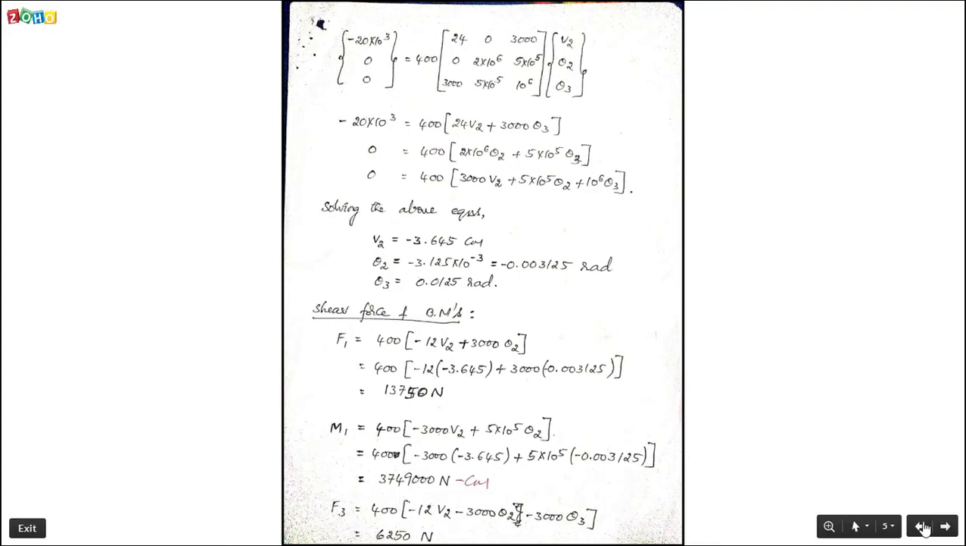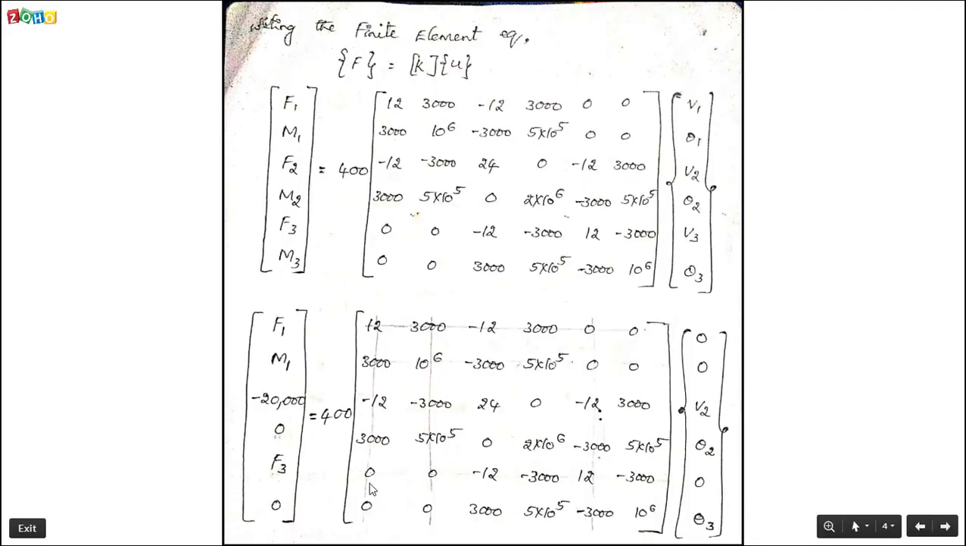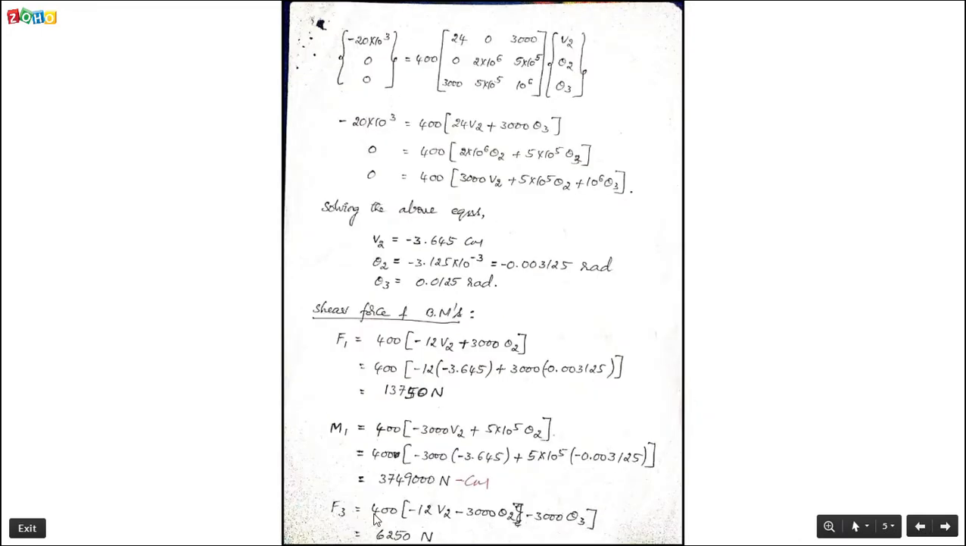Again F3 value, so this is the F3 value. This is the row, this is the column. 0 into 0, 0, 0 into 0, 0, minus 12 into V2, minus 12 V2, minus 3000 theta 2, 12 into 0, minus 3000 into theta 3. Same thing. 400 minus 12 V2 minus 3000 theta 2 minus 3000 theta 3. We'll get this answer. This is F1, M1, F3.